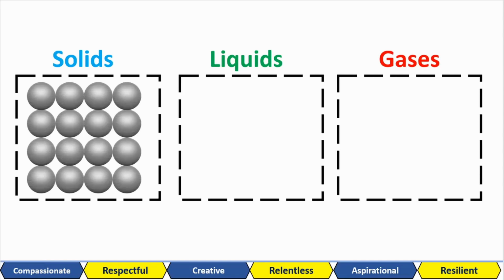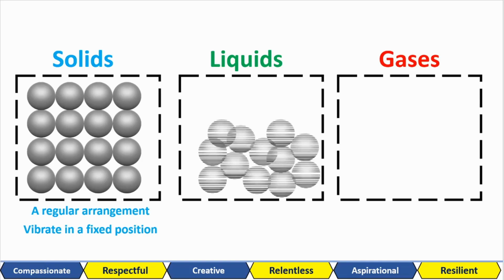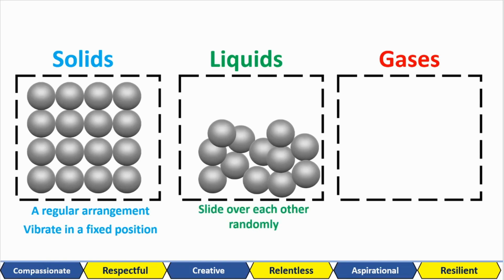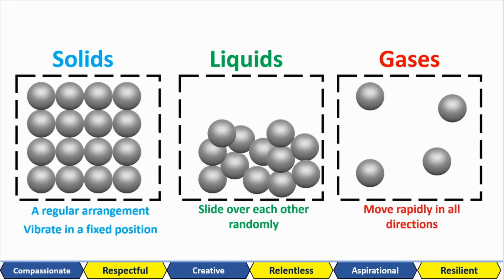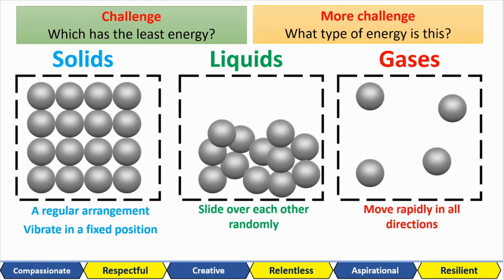Solids should be drawn with the atoms touching, and they should be in a regular arrangement like this. The only motion that they can exhibit is that they vibrate in a fixed position. Liquids, on the other hand, are where particles flow. All the particles still need to be touching, but they can slide over each other randomly, and they're not in a regular arrangement like solids. Gases are the ones that are not touching when you draw them out, and that's because they move rapidly in all directions. See if you can answer these challenge questions here.